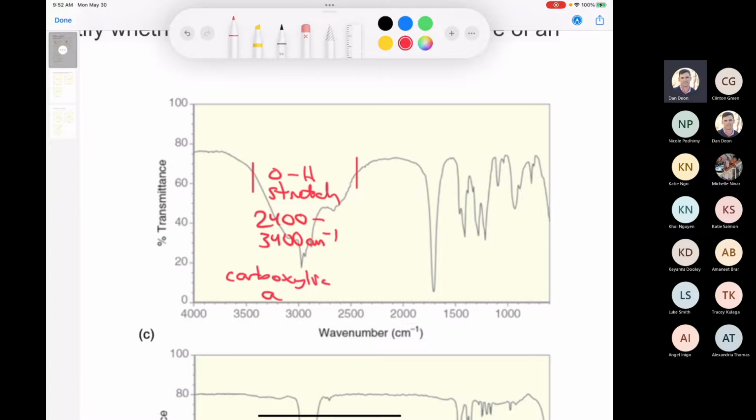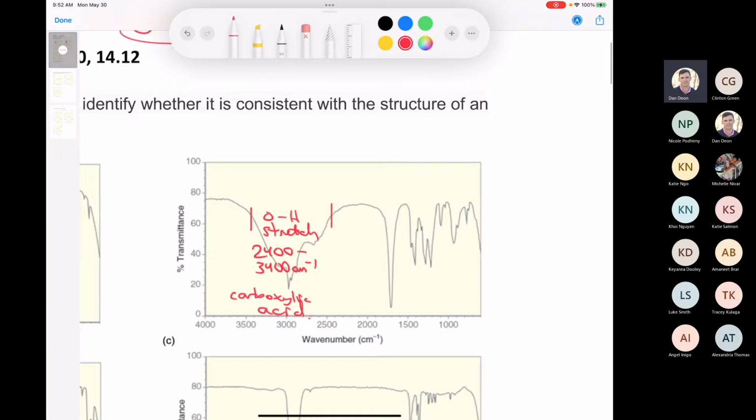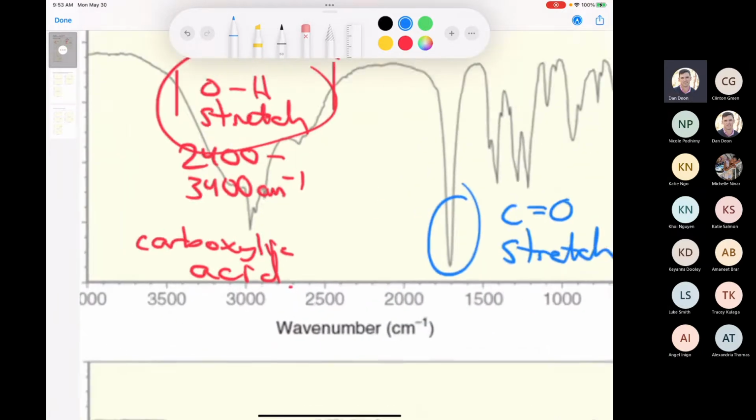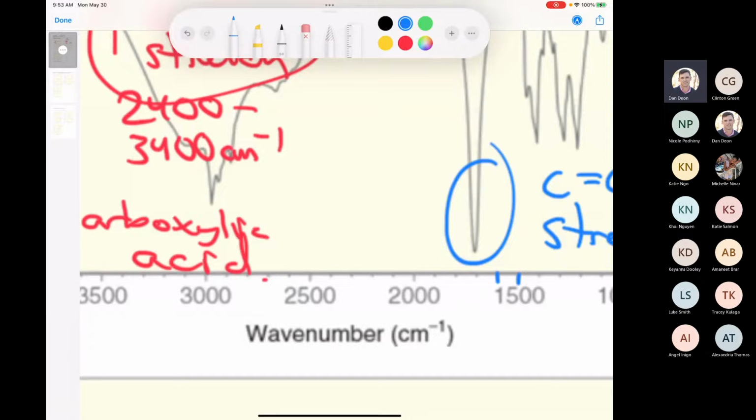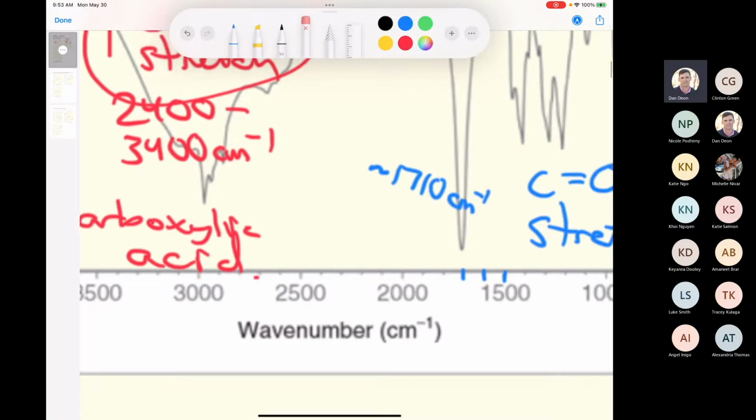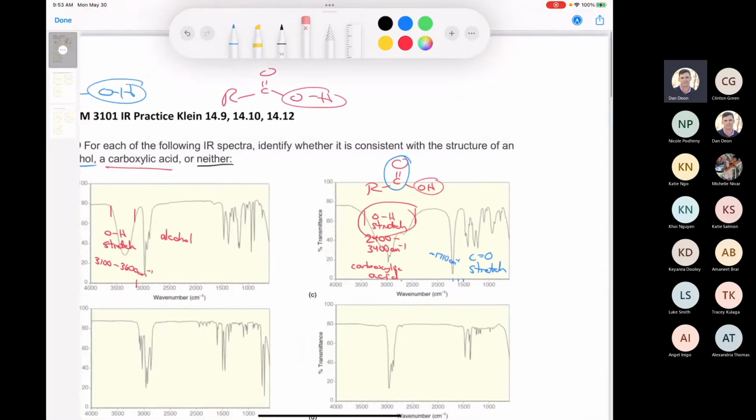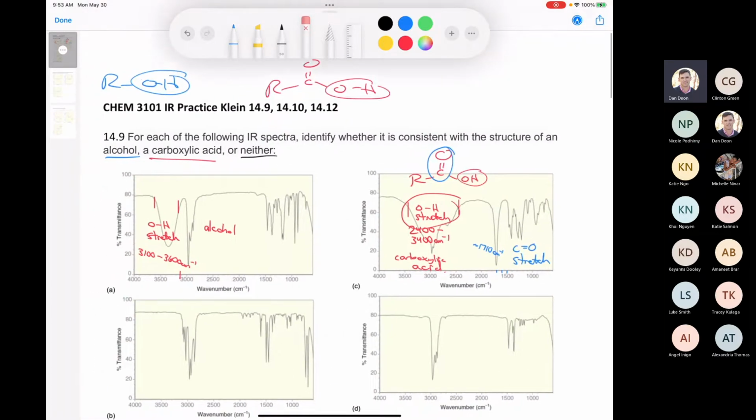Carboxylic acid. And what else do we have in a carboxylic acid? Well, we have the carbonyl and we have the oxygen hydrogen. So that's this here. But then we also have the carbonyl. And we see the carbonyl stretching here, around 1710. If we zoom in, you can see that this is 1,500, this is 1,600, this is 1,700. So this is right around 1710 reciprocal centimeters for the carbonyl stretch of our carboxylic acid. So there's what you've got to look for in an alcohol and a carboxylic acid.